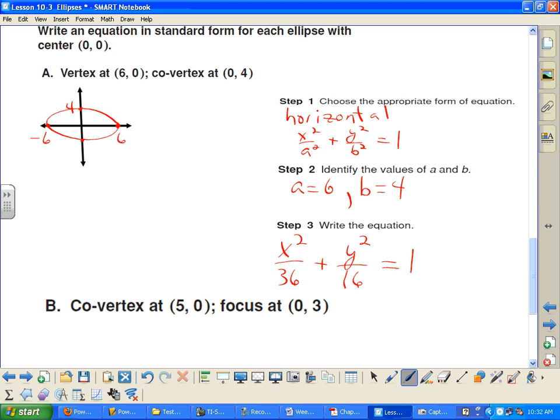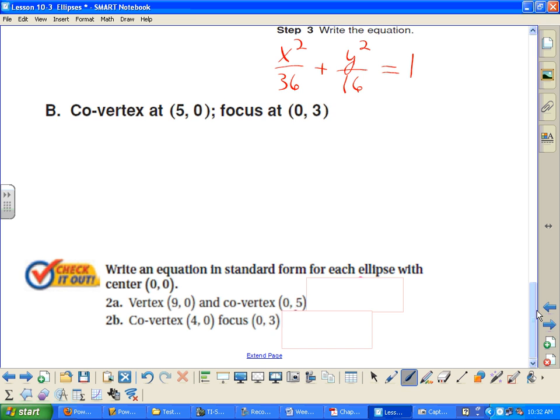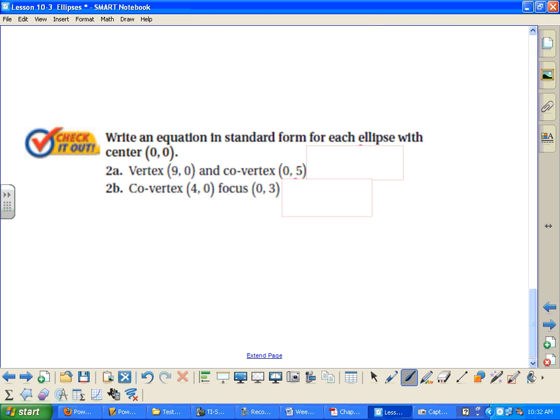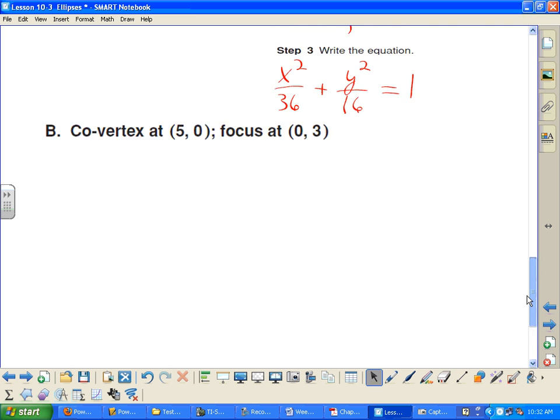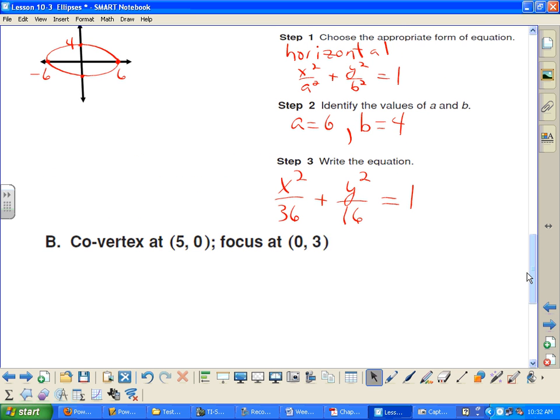Okay. So we need to know, what do they give us? They give us vertex and covertex. All right, good. That's always A and B they're giving us information about when they say vertex and covertex. Okay. Let's look at letter B here. So we're going to go through those 3 steps again. Okay. Which is our appropriate equation?